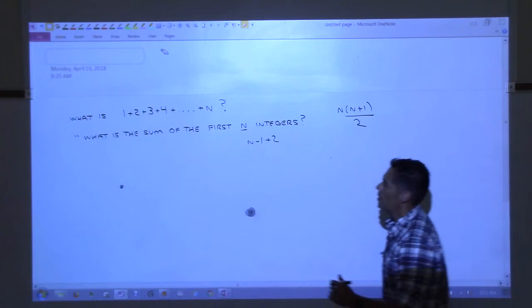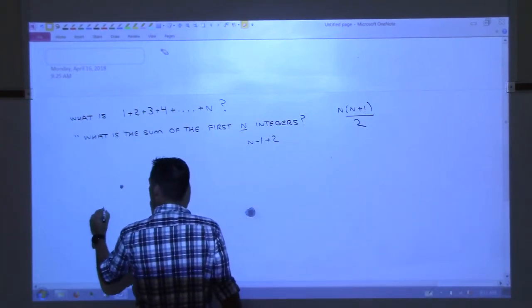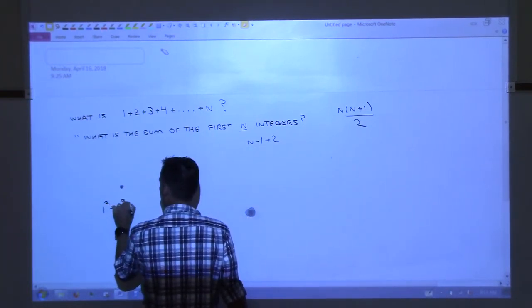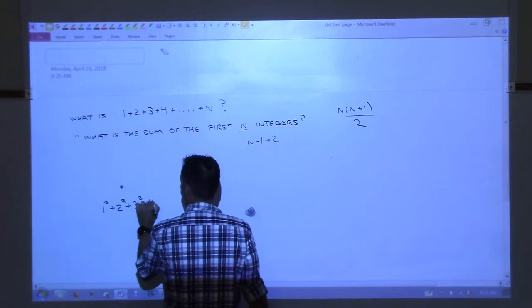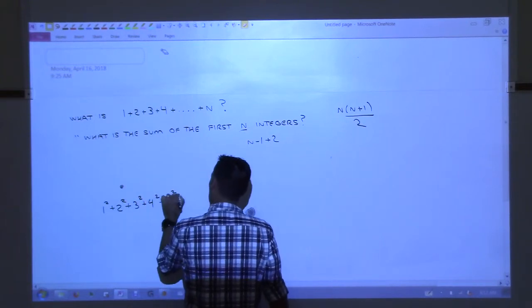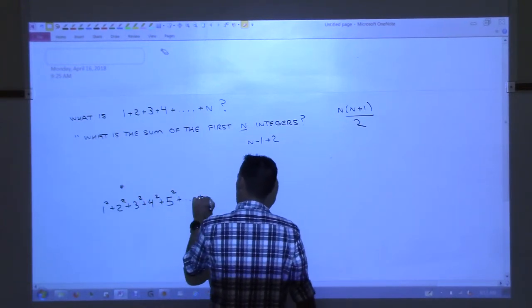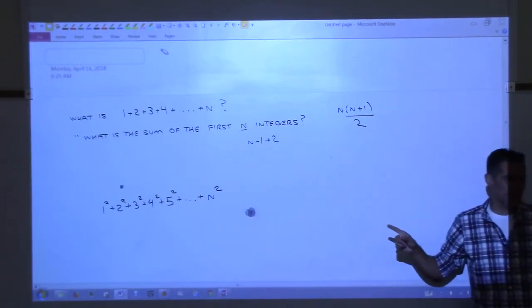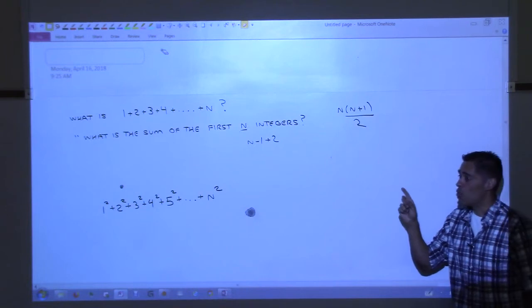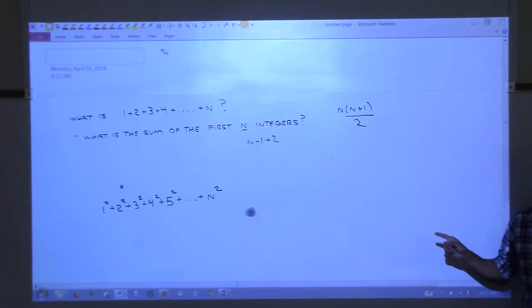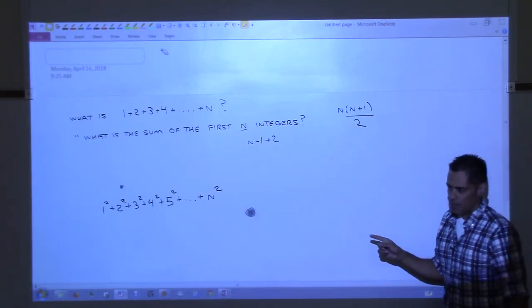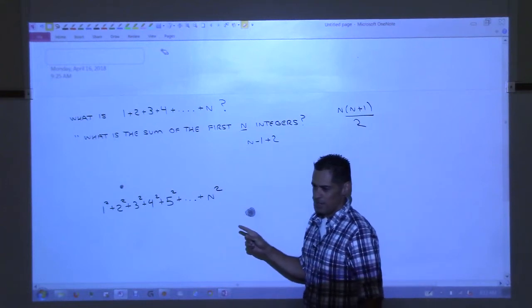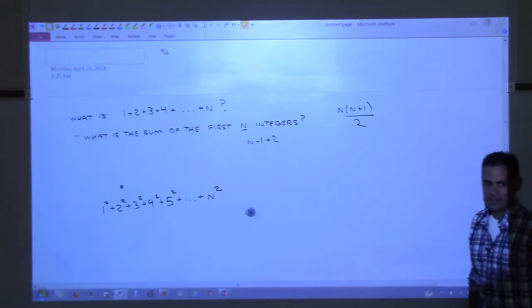Got it? All right, now, next question. What's 1 squared plus 2 squared plus 3 squared plus 4 squared plus 5 squared, all the way out until you get to n squared? So this is not the sum of the first n integers. This is the sum of the squares of the first n integers. Right? Understand? Sure?